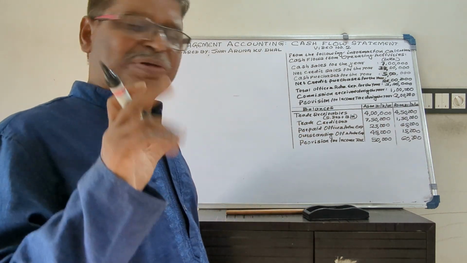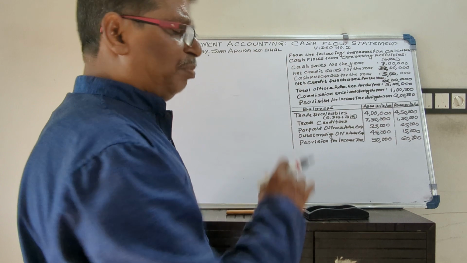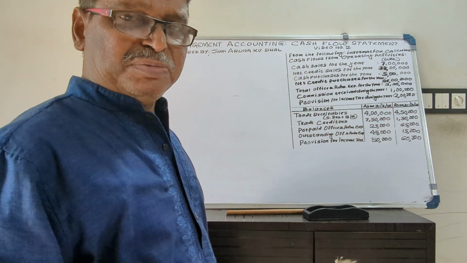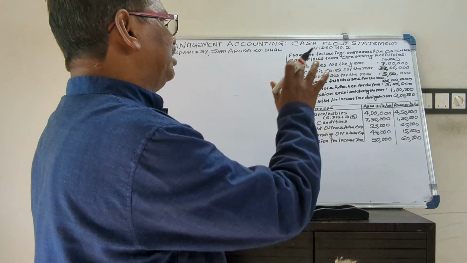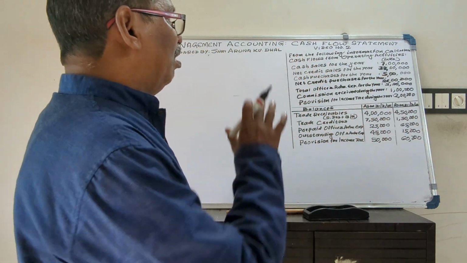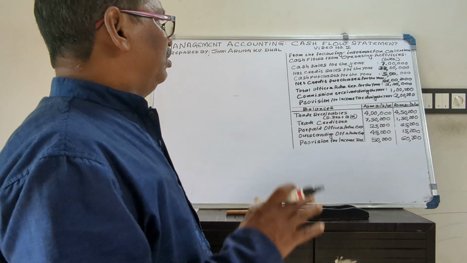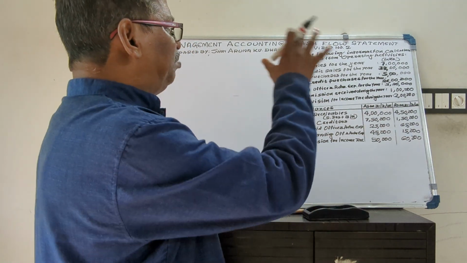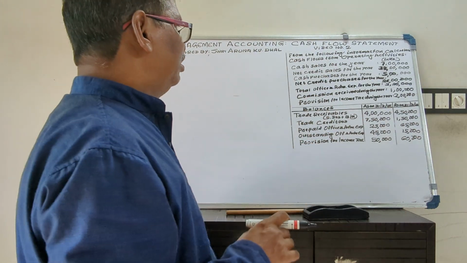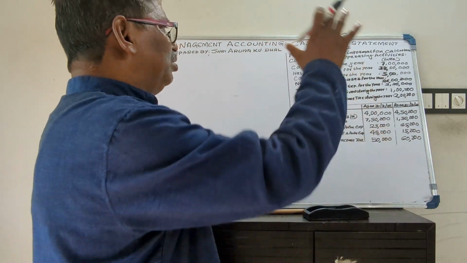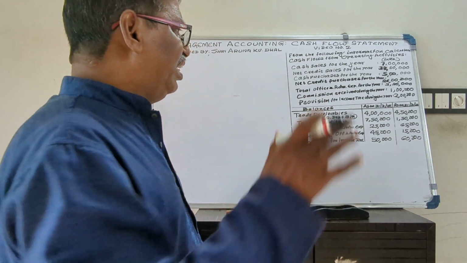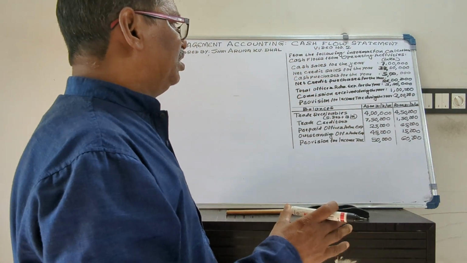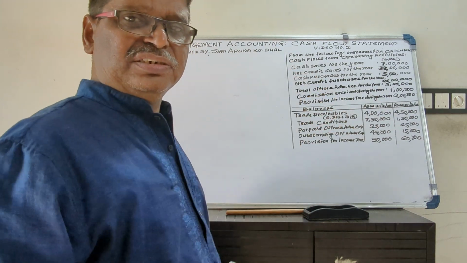There are three types of activity. One is operating activity, second is investment activity, third is financing activity. In the operating activity, it takes into consideration the cash received from the customer or cash paid to the supplier and the employees and other commission received, then tax.